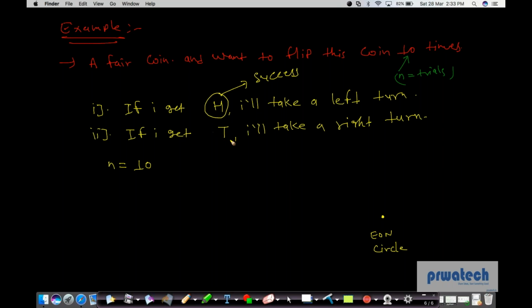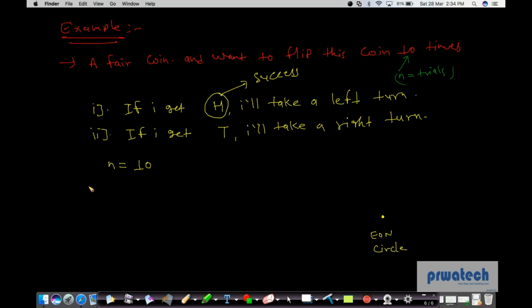If you wish, you can take tail as a success. So obviously, if you're saying head is a success, which means tail won't be considered as a success. This will come under non-success, not success. If this is success, this is not success. My number of trials is 10.